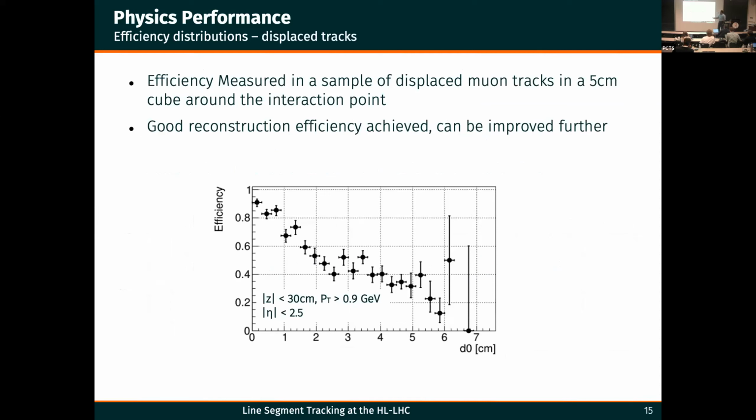And so the main selling point of our algorithm is mostly the displaced track front, since we saw that we don't really fully rely on the pixel tracker, and we see a decent reconstruction efficiency for the displaced track. So this was measured in a sample of displaced muon tracks in a kind of a 5 centimeter cube around the interaction point.